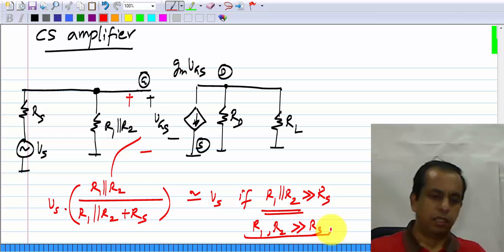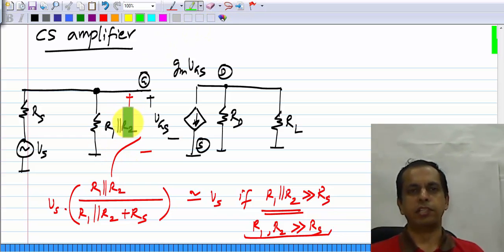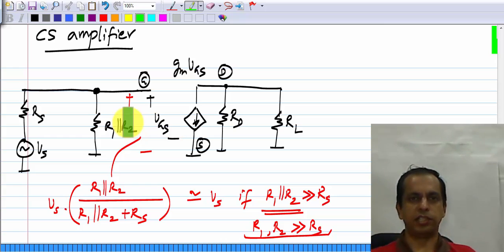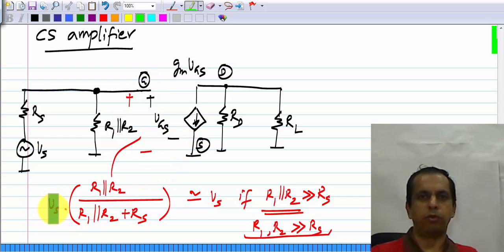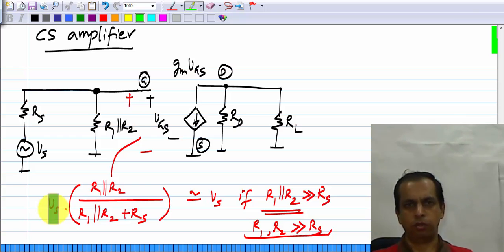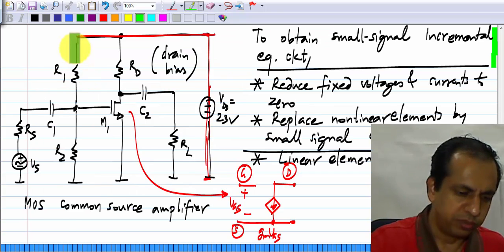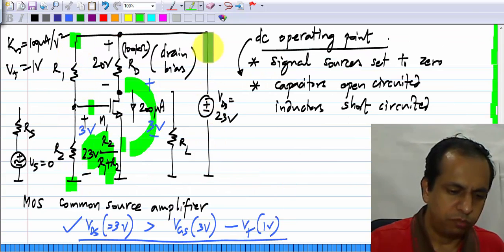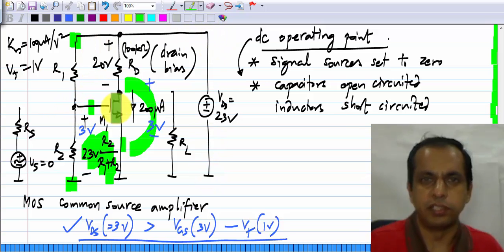Remember this R1 and R2, these are there for biasing the gate of the transistor, and they do have some effect on the circuit. The actual gate source voltage applied is smaller than the input voltage Vs, but you can fix the situation by making R1 and R2 very large, and fortunately you can do that because this R1 and R2 forms a voltage divider for this supply, and it supplies the gate of the transistor.